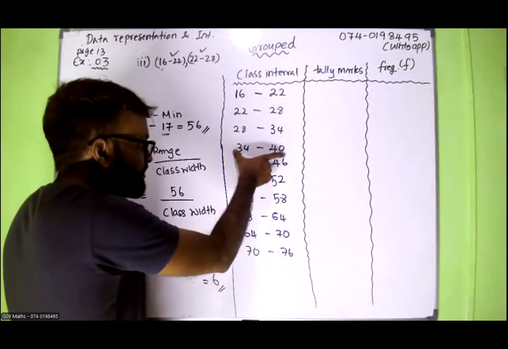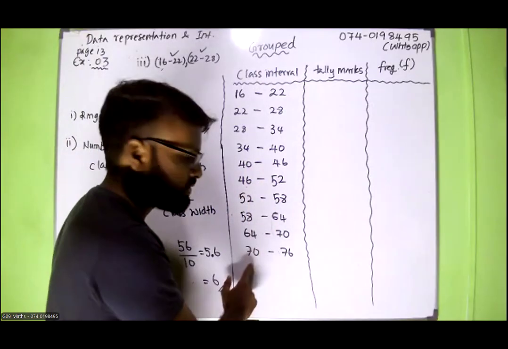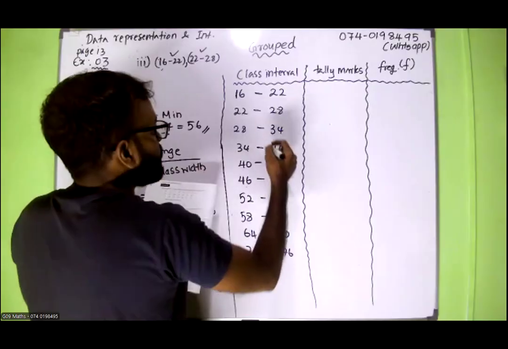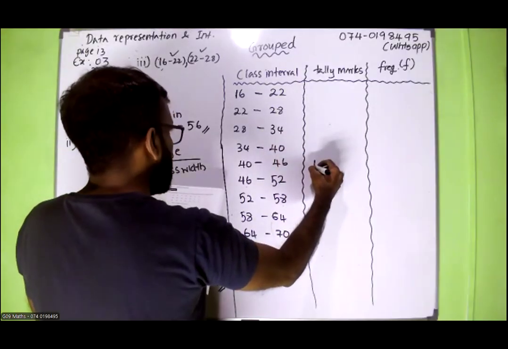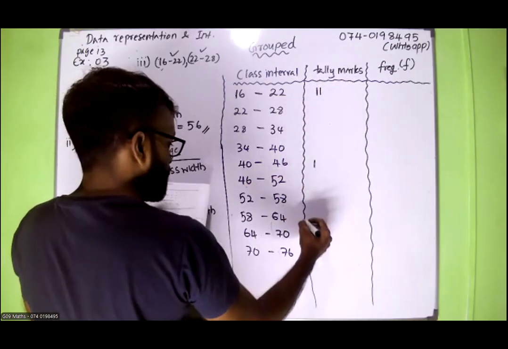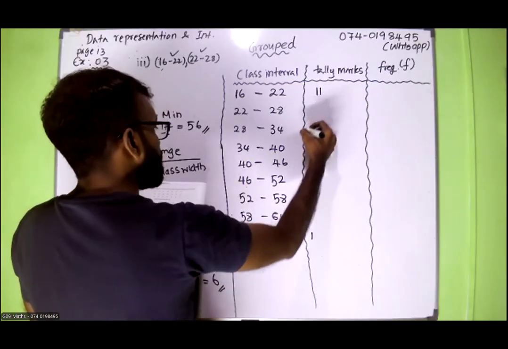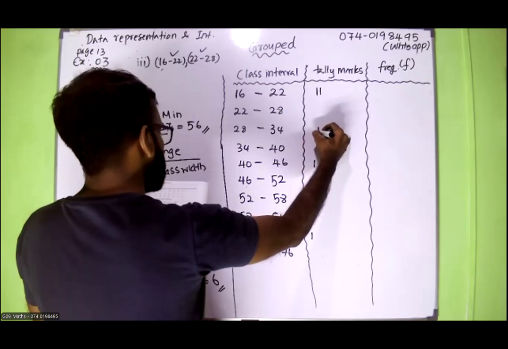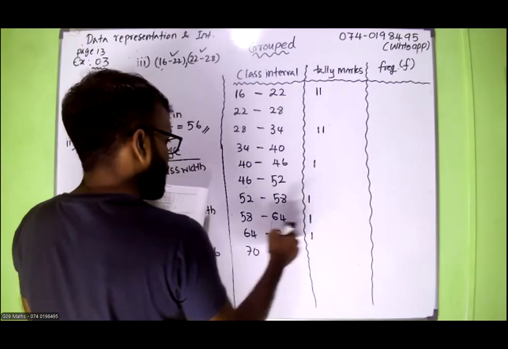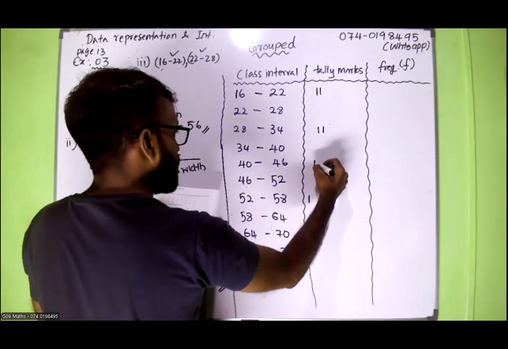So fix this one: 34 to 40, 40 to 46, 46 to 52, 52 to 58, and so on, up to 70 to 76. Sorry. So guys, I will fill again. 41 is related to this. 21 is related to this. 17 is related to this. 65 belongs to this. 56 belongs to this. 31, this. 33, this. 64 is here, the ending point. Then 45 here.